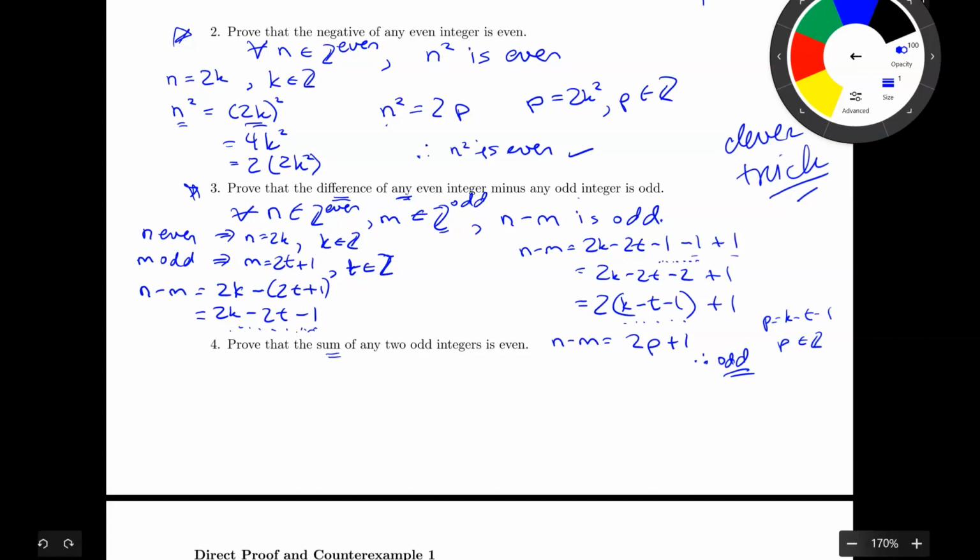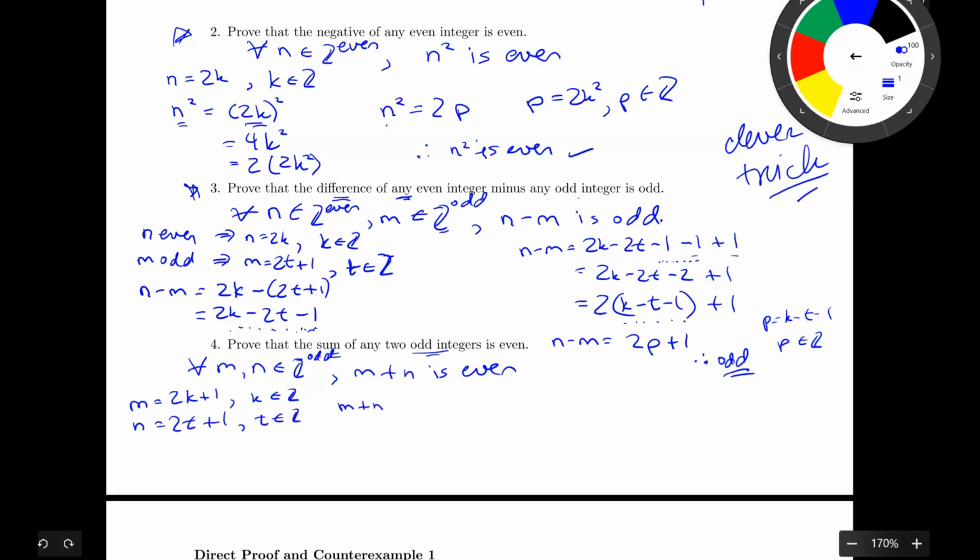Prove that the sum of any two odd integers is even. Okay, so for any m, n elements of the odd integers, m plus n is even. Okay, so start with the definition. m is odd, so m is 2k plus 1, k is an element of the integers. n is equal to 2t plus 1, t is an element of the integers.